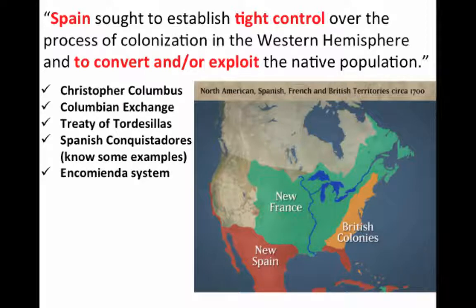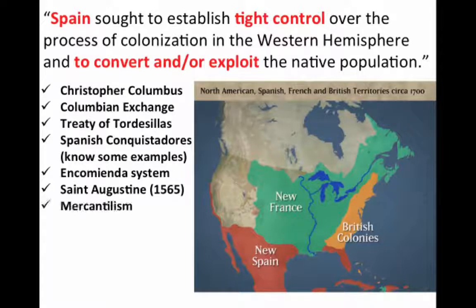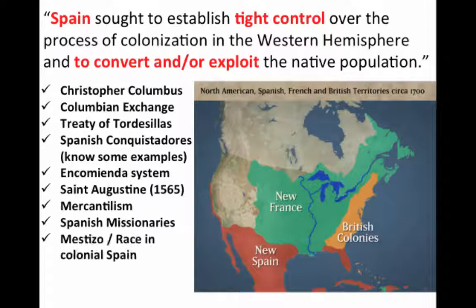You have the development of the encomienda system where you basically have native workers who are basically slaves doing the labor. In 1565, the first permanent European settlement in North America is established by Spain with St. Augustine. You have Spain governing their empire under mercantilist principles. All that gold and silver is being sent back to Spain, the mother country. Spanish missionaries are going to play a key role in the settlement of the Spanish Empire, especially New Spain up in the northern part of the frontier region, spreading Catholicism.